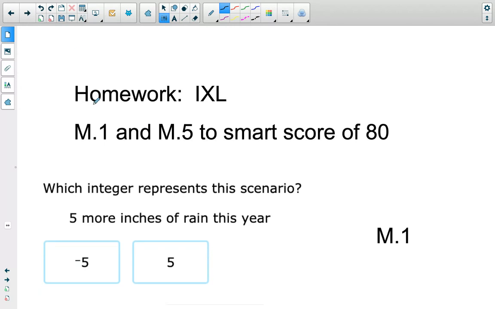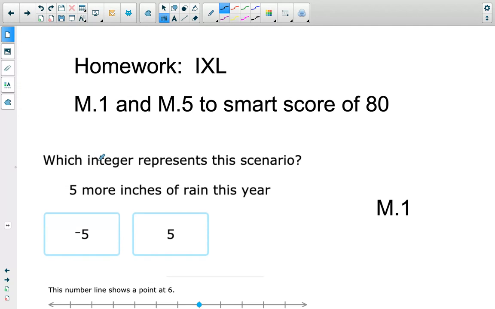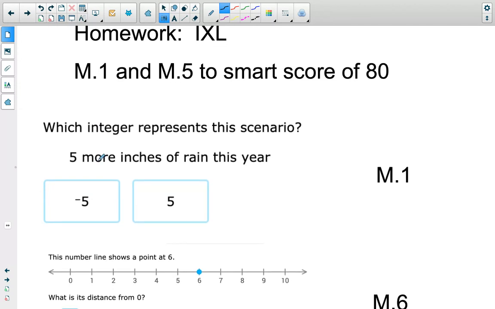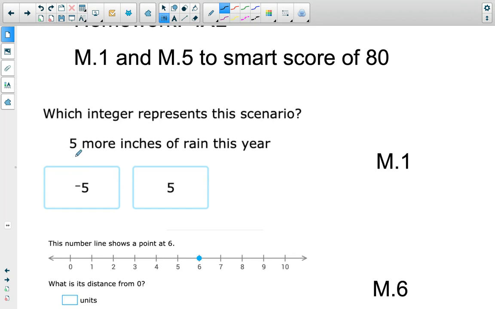Your homework is to do IXL's M1 and M5 to a SMART score of 80. I just kind of want to show you what sort of questions are in there. It says for M1, you might see questions like, which integer represents this scenario? 5 more inches of rain this year? Was that a positive or a negative? I see the word more. That sounds like a positive.